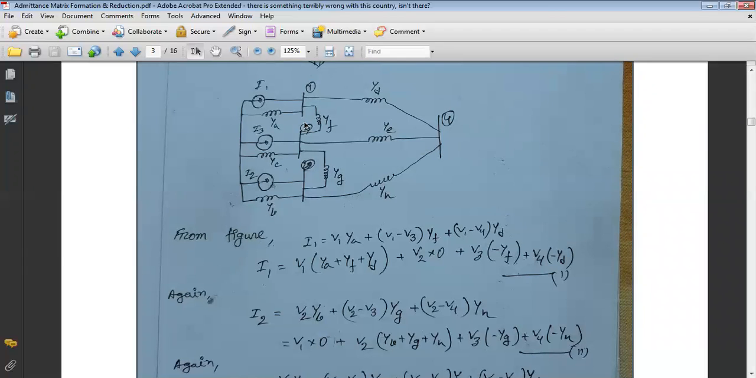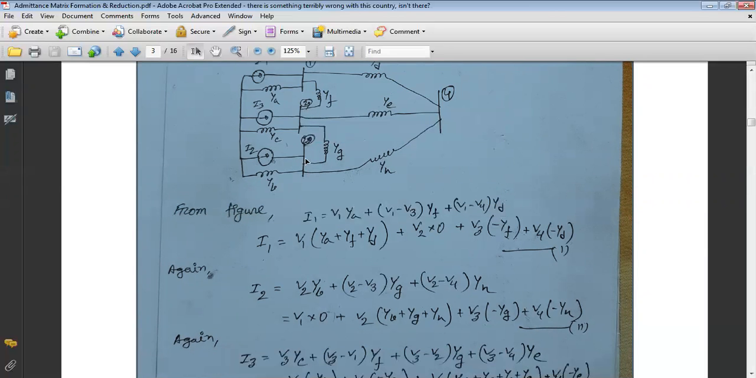In a similar way, we can find the nodal equation for bus 2. This is bus 2 actually. If we consider the nodal equation for bus 2, the entering current is I2, and it is equal to the leaving current.